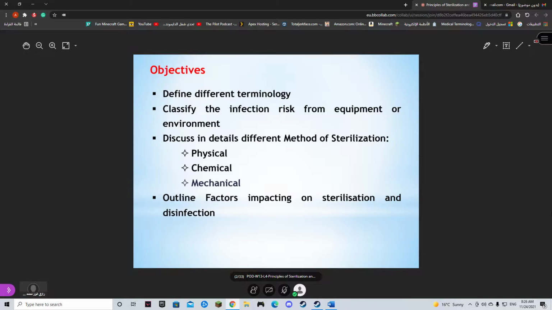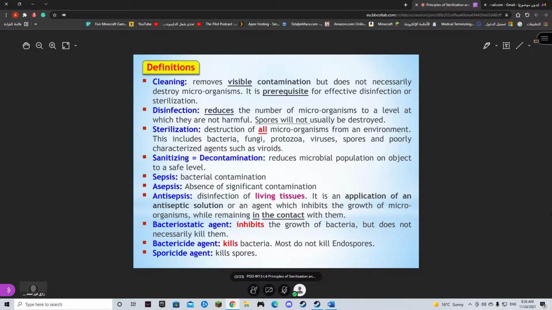For example, if you apply too much sanitizer on your hand, it will cause some irritation to the skin or something else. We will cover this as well. Okay, guys. So see the definitions. We will cover this one.